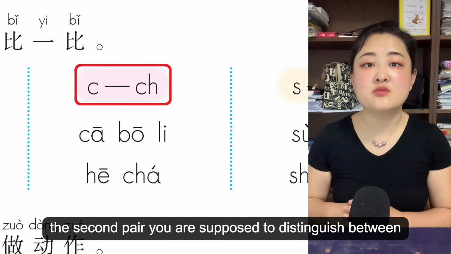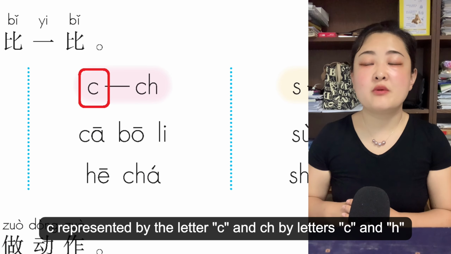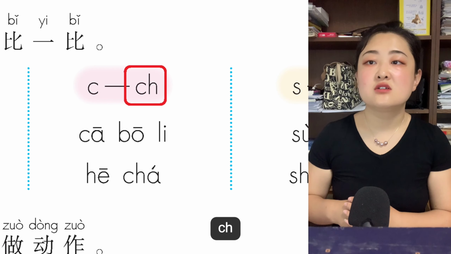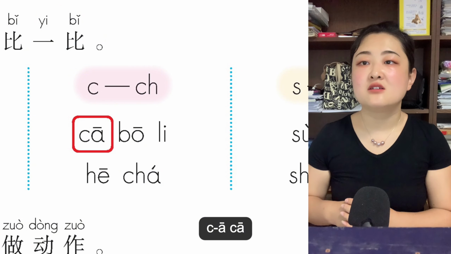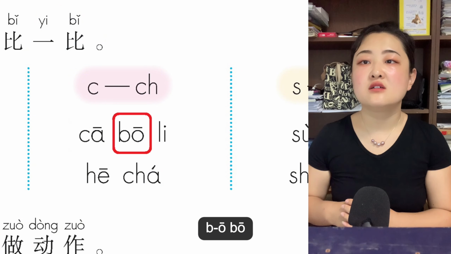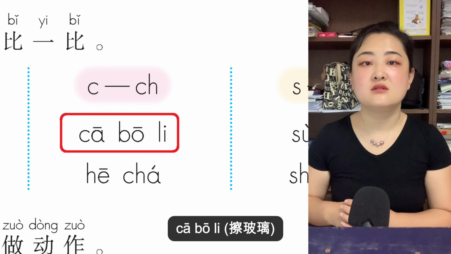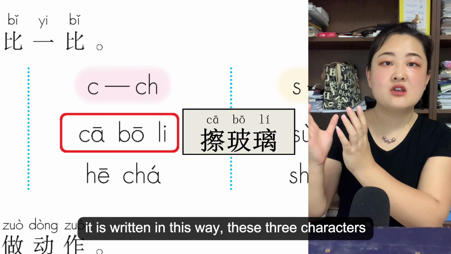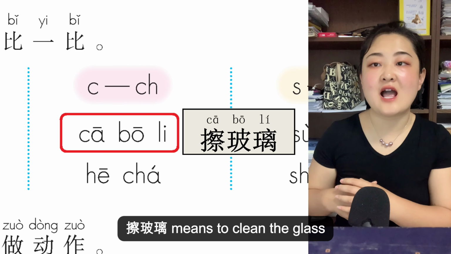The second pair you are supposed to distinguish is c and ch. C represented by the letter C and ch by letters C and H. C, ch. Spell after me these words. 擦玻璃 is a phrase. It is written in this way. These three characters. 玻璃 means glass and 擦 means to wipe. 擦玻璃 means to clean the glass.